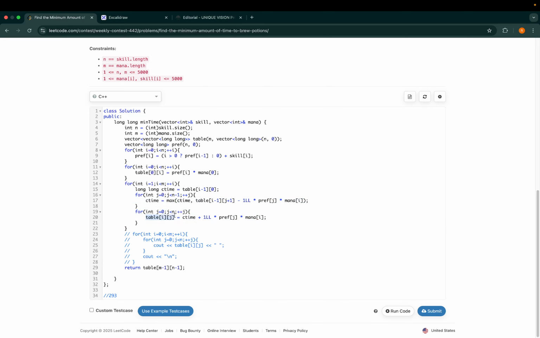Because you still need to be ready for the next iteration. So table of ij is just the current time plus the skills of the wizards till the jth wizard into the time it takes to brew the ith portion, right? And current time you calculate from the above table. And yeah, you just return the time it takes to brew all the portions. That is the last entry of the table.